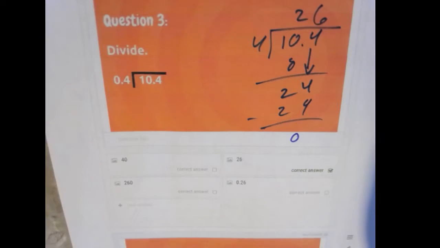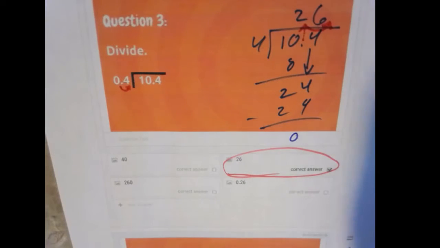Okay, so 26. But where did we put the decimal? That's the final challenge here. If we follow this decimal point straight up, it's going to be 2.6. But remember, we moved the decimal 1 spot to the right, so we were working with 4 instead of 0.4. We'll make up for that by moving 1 spot to the right again, and we're looking for 26. Okay.